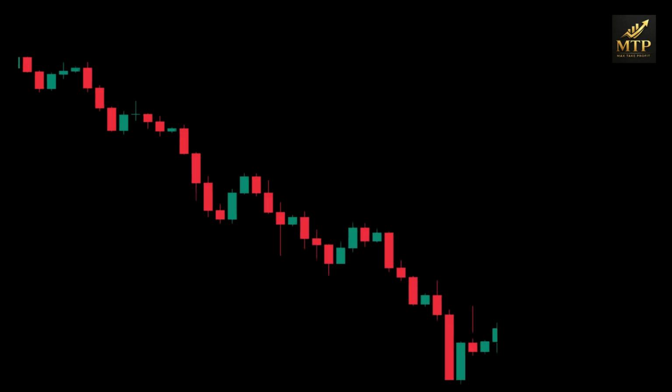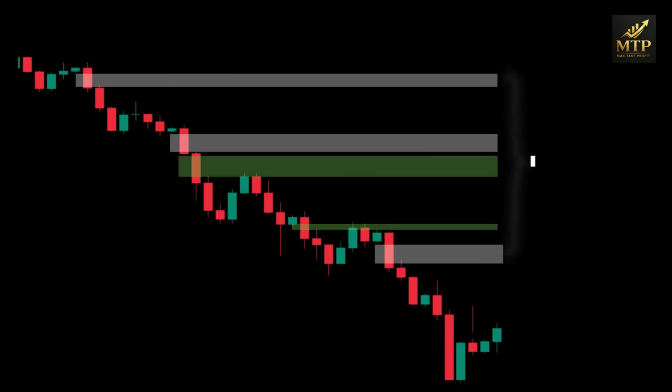You've probably already heard about fair value gaps, imbalances, or even BISI and SIBI. These concepts have become very popular in smart money trading, and for a good reason. When used correctly, they help you identify the zones where institutions left their footprint in the market. But today, the real problem isn't knowing these terms. The real problem is knowing which fair value gaps are actually worth trading and which ones you should ignore.